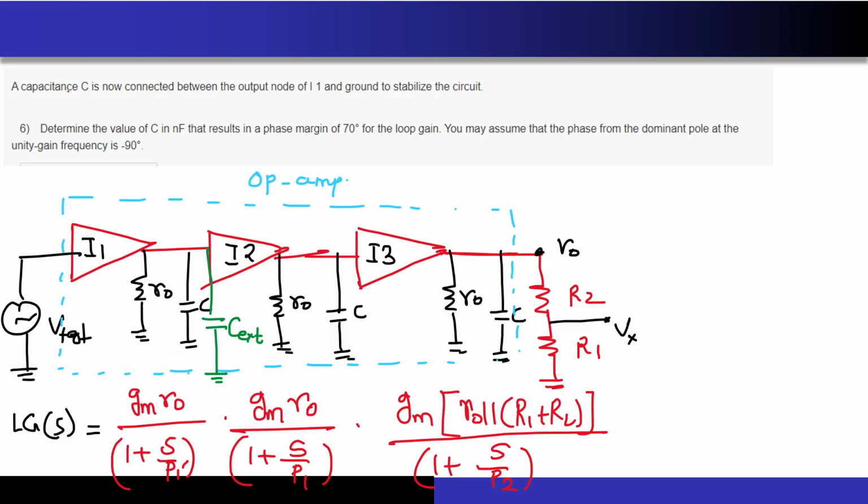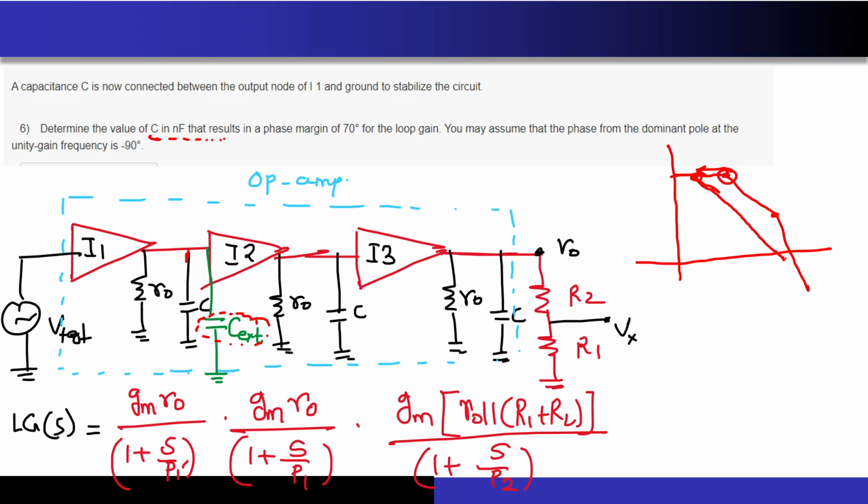So again they pose the next question. The next question was to determine the value of C that I can put at the output of amplifier 1. This is the C external that I want to add to stabilize the system. How will I stabilize the system? This is nothing but dominant pole compensation. Initially it looked something like this. Now what I will do is pull this pole towards the left hand side. Now the poles will look something like this.